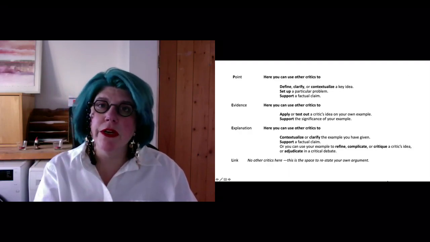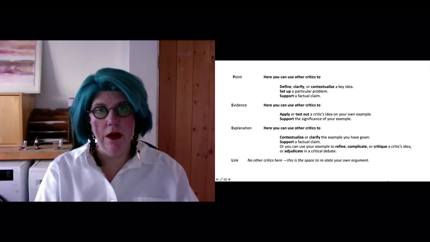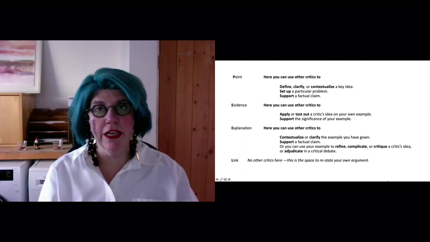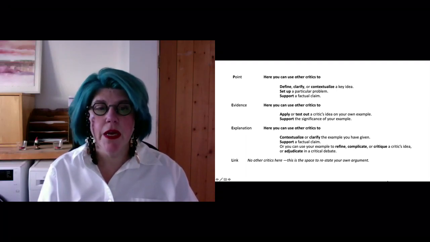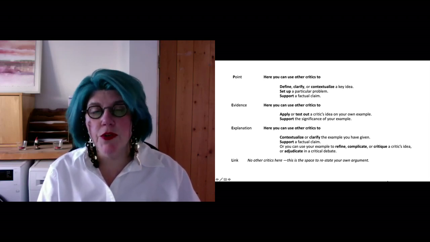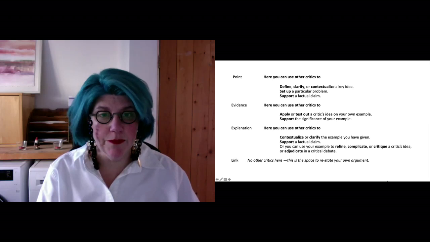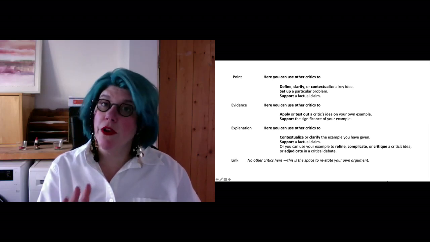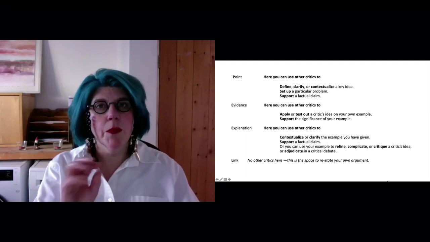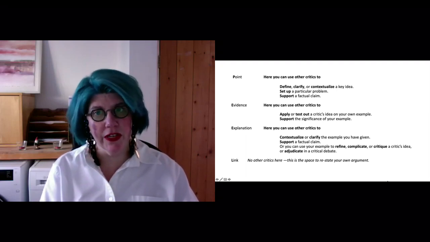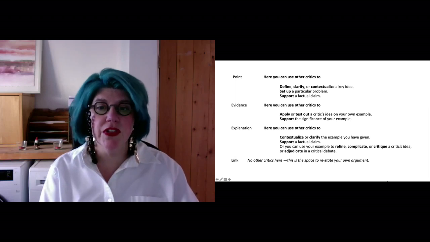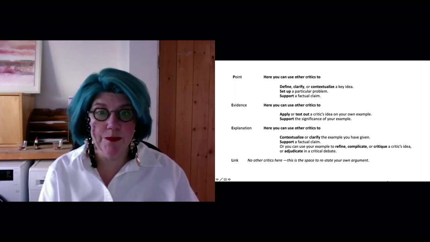You can use other critics in the point area when you are making your point to define, clarify, or contextualize a key idea. You can use them to set up a particular problem. You can use them to support a factual claim. You can use them when you're presenting your evidence. Here, you can use them to apply or test out a critic's idea on your own example, or you can use them to support the significance of your example.